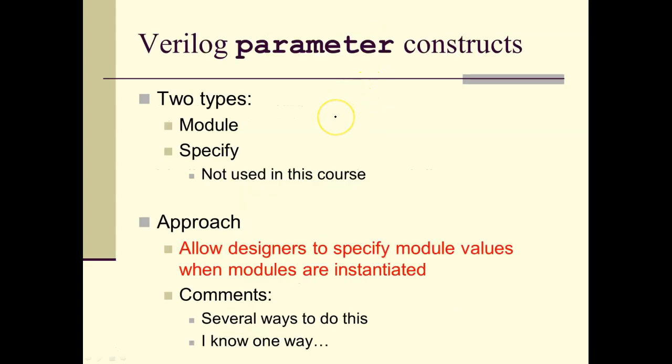We're going to use these parameter constructs. There's actually two types: module parameters and specify parameters. We're only going to use the module parameters. What it's going to allow us to do is, when we instantiate a module, choose some variable part of that module. In particular, it's going to allow us to choose the width of the inputs and outputs.